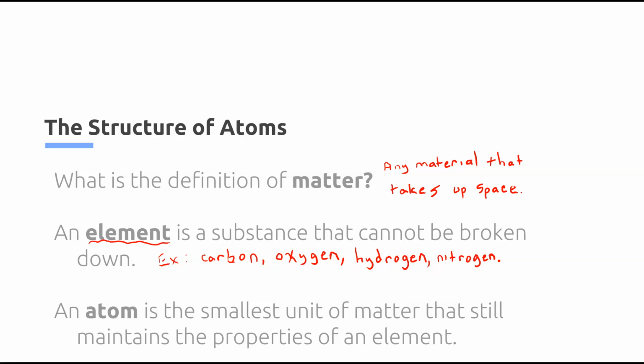Now, the reason that we're talking about elements is that an atom, which is the smallest unit of matter, is actually a type of element. And what I mean by this is an atom has to be a certain element. So we can have a carbon atom, an oxygen atom, a hydrogen atom. Okay, so an atom is the smallest unit of matter that still maintains the properties of an element. And when I say properties of an element, I mean like the number of protons and electrons and how that element acts when it's around other elements, okay, and how it bonds.